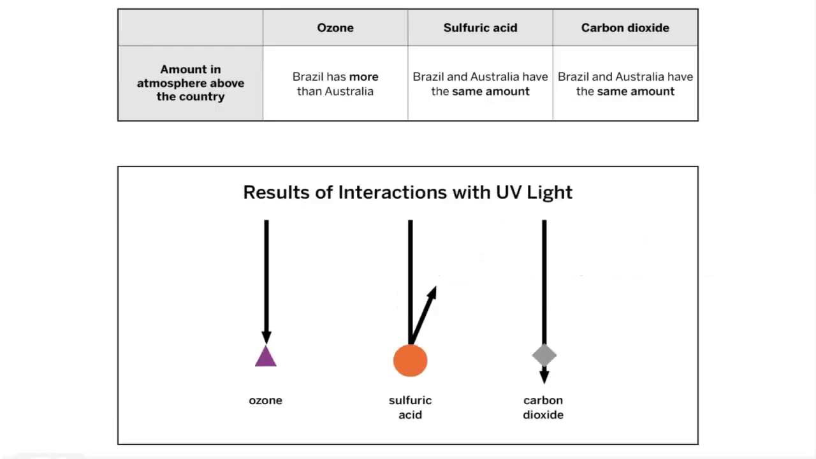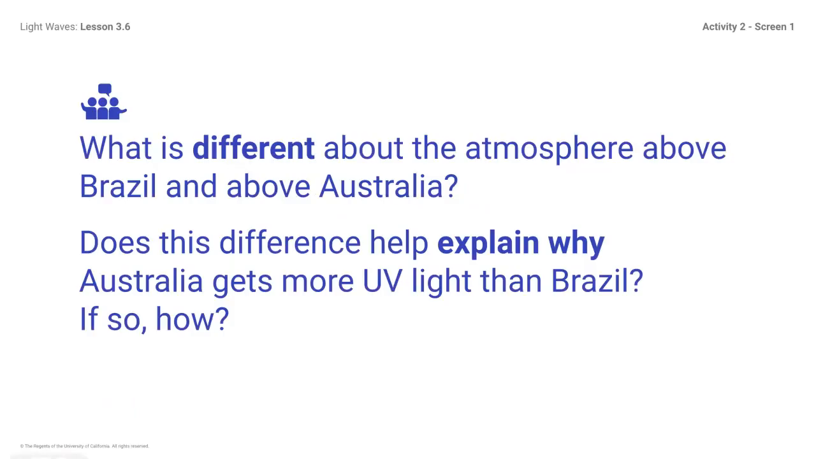Here is the chart, and I want you to look at it. We can see that for the ozone, Brazil has more than Australia. Sulfuric acid, Brazil and Australia have the same amount. And then carbon dioxide, Brazil and Australia have the same amount as well. So think about that as we're going forward. What is different about the atmosphere above Brazil and above Australia? Does this difference help explain why Australia gets more UV light than Brazil? And if so, how? Think about those questions for a little bit, because you're going to come back to those with your partner when you are doing the lesson.